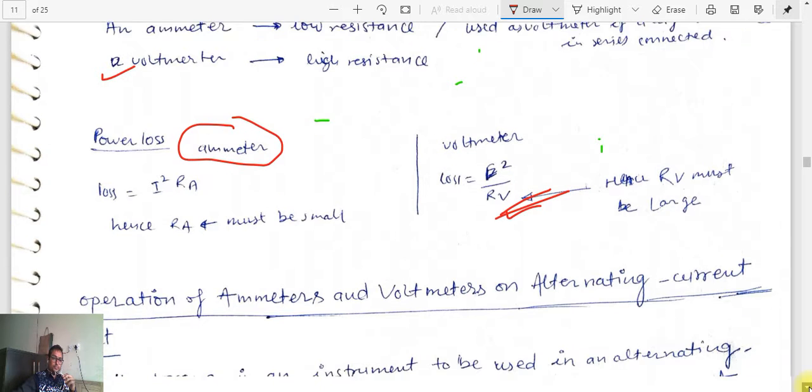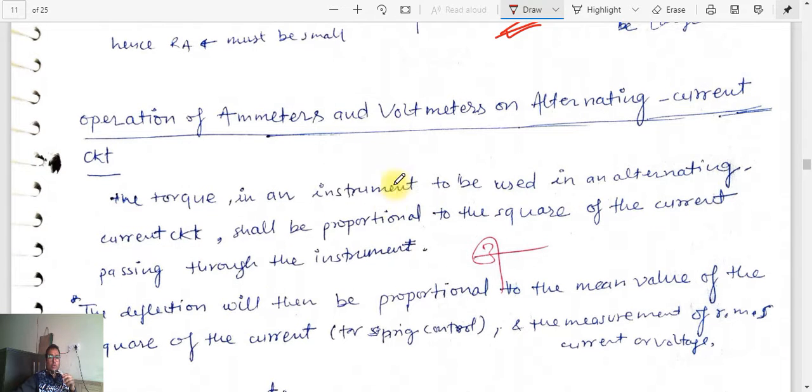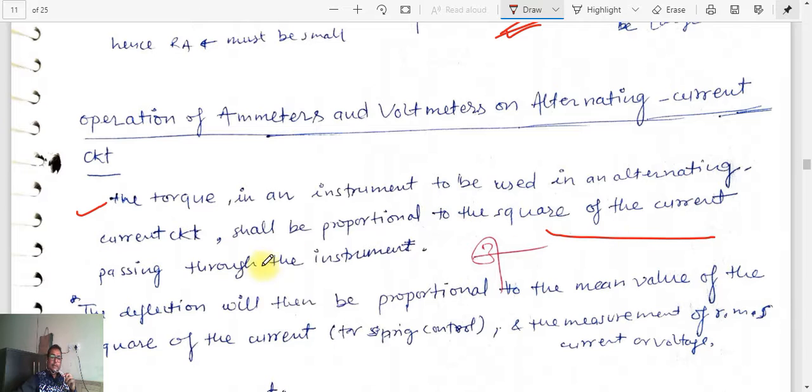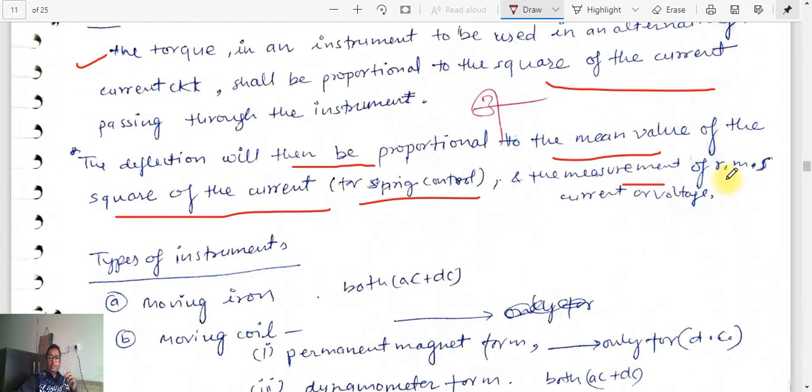Now we will discuss the operation of ammeter and voltmeter on alternating currents. Let us see. Torque in an instrument to be used in an alternating current circuit is proportional to the square of the current passing through the instrument. The deflection will be proportional to the mean value of the square of the current for spring control, giving the measurement of RMS current or voltage.